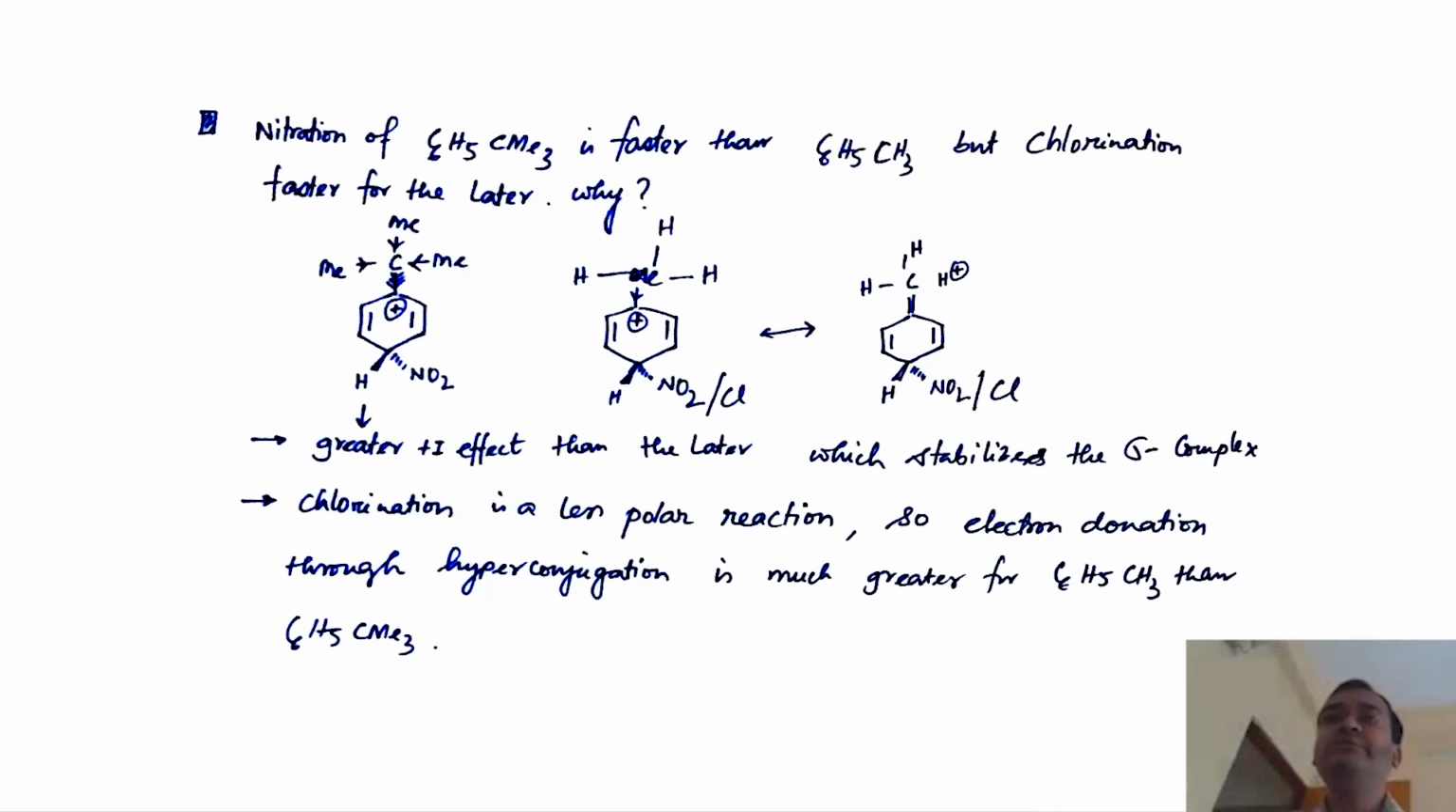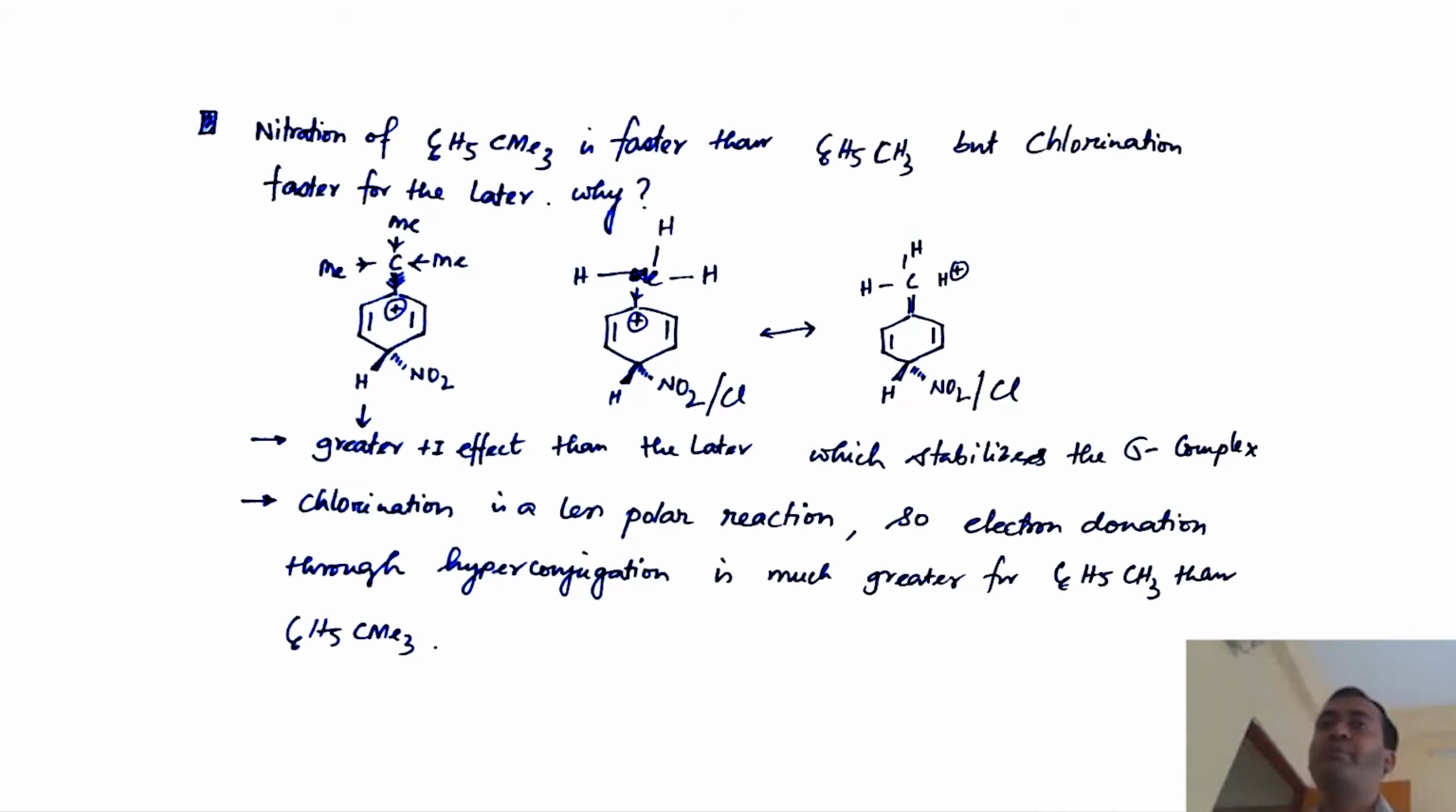The question is: nitration of phenyl with a tertiary butyl group, CMe3 group, is faster than toluene itself. So when there is a tertiary butyl group, the nitration is faster than toluene, but chlorination is slower for the first. Means chlorination is faster in the later case, for the toluene case.